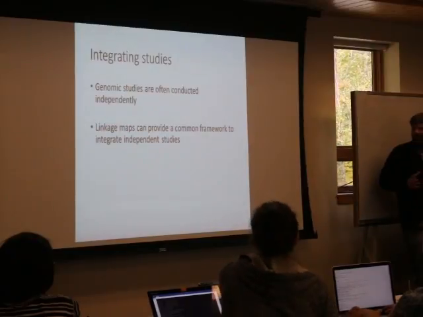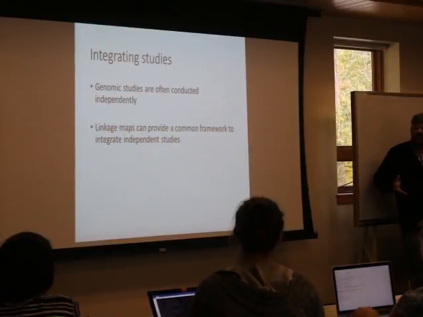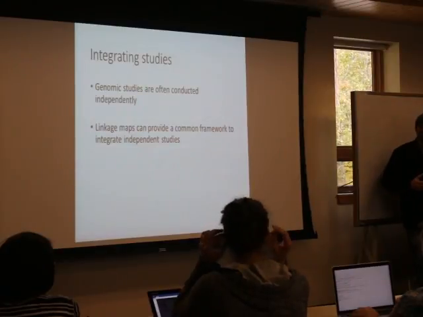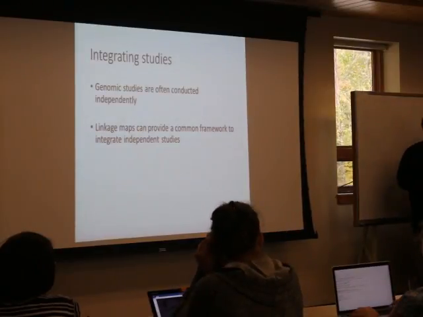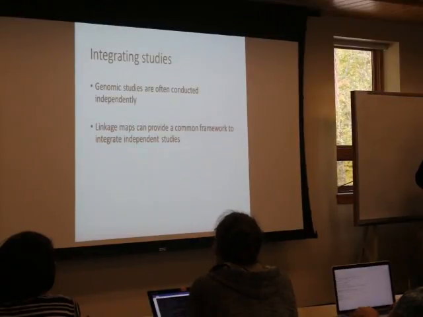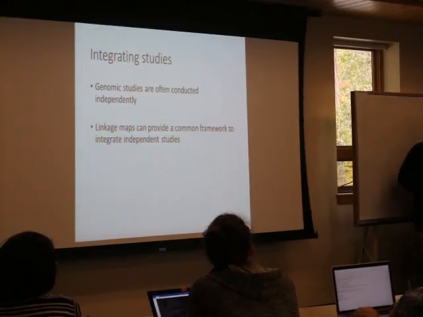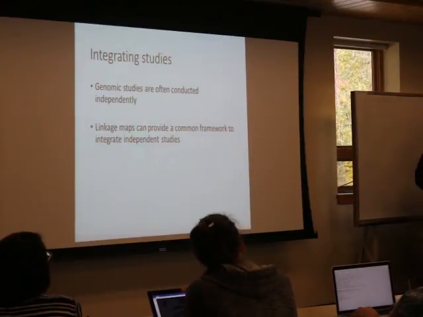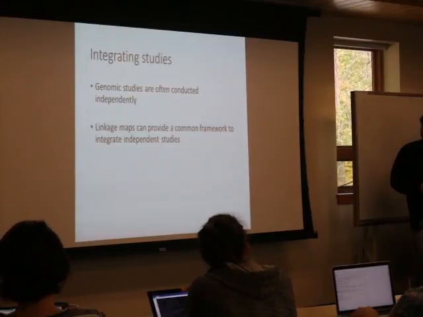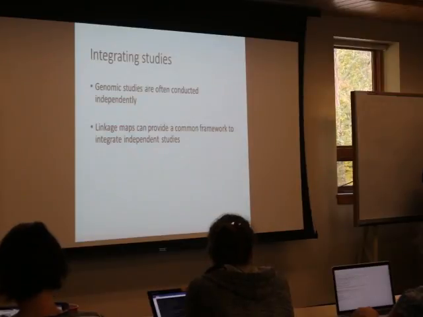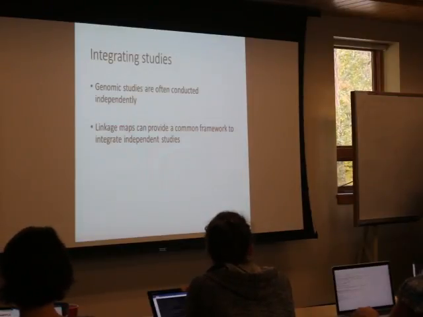So what I've been most excited about, and what I've written my paper about, is using linkage maps to integrate different genomic studies. If you think about it, most genomic studies for a species are conducted independently. One group does a QTL analysis, another does a population genomic study, another group might do a transcriptome study, and so there are all these disparate data sets out there, and linkage maps can provide a common framework for integrating those.